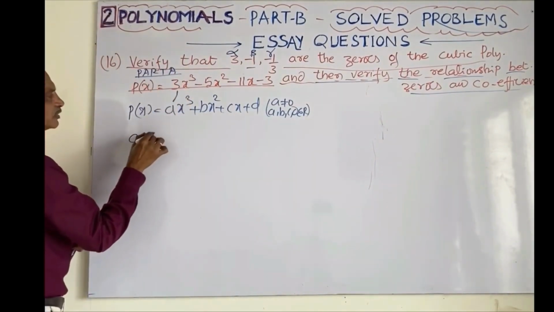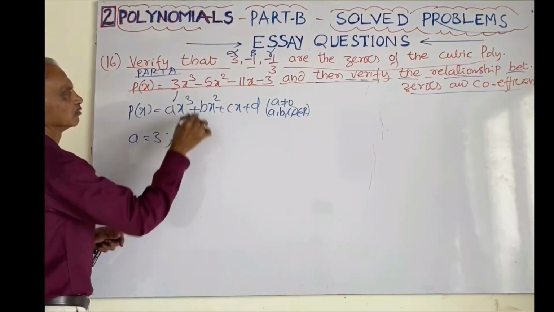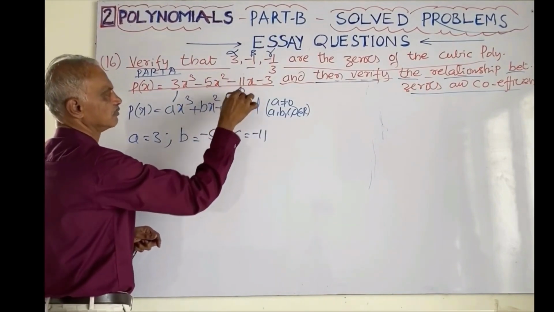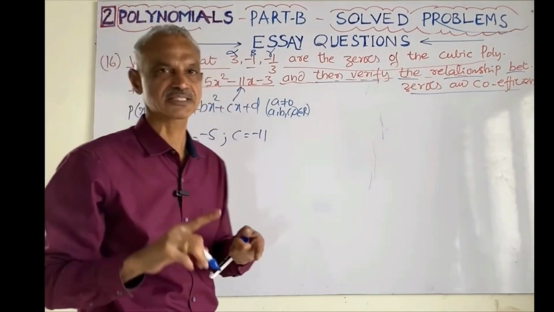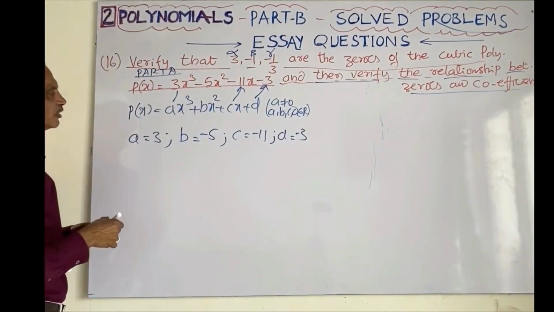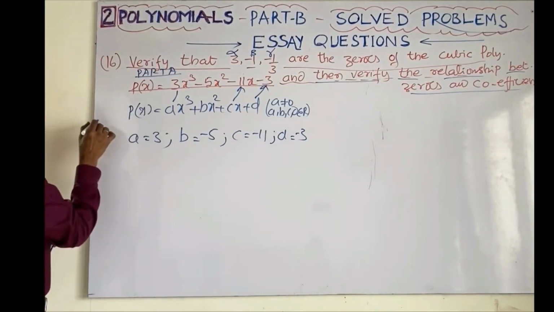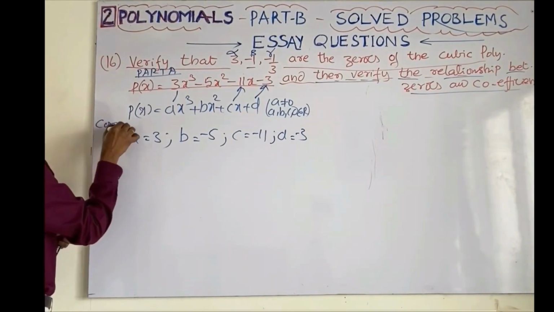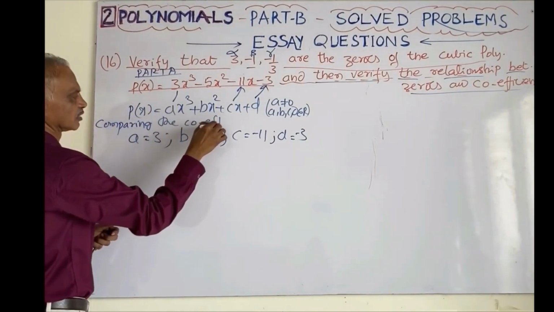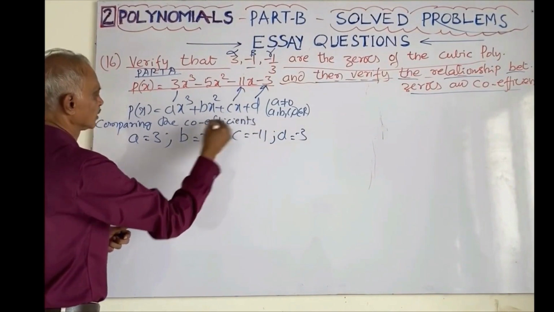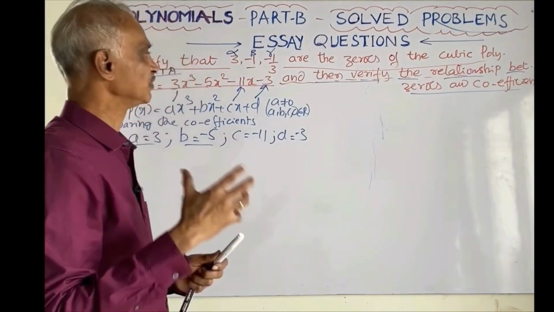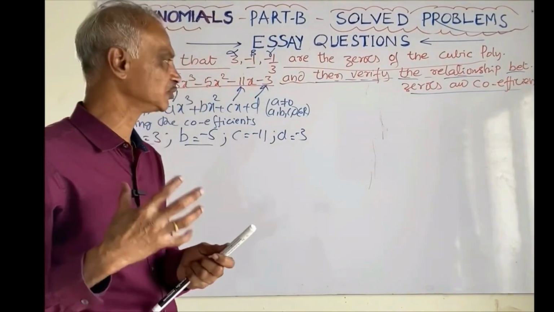What is A here? 3. A is equal to 3. What is B here? B is equal to minus 5. What is C here? Minus 11. You see, 11. Don't write 11. You have to write minus 11. D is equal to minus 3. We compared the coefficients. We know these are the coefficients. Now we have to verify the relationship between zeros and coefficients.